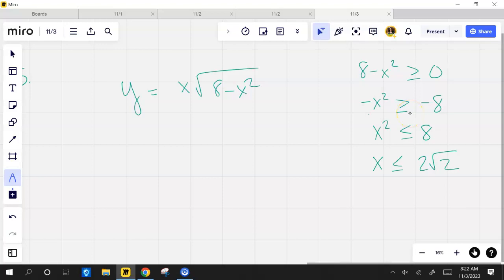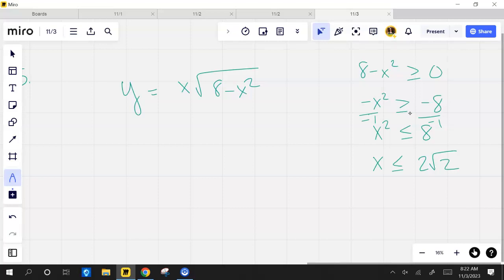So -1 means that I flip that inequality sign. Let's do this because y'all are clearly confused on this. Let's graph it and look at the domain initially.